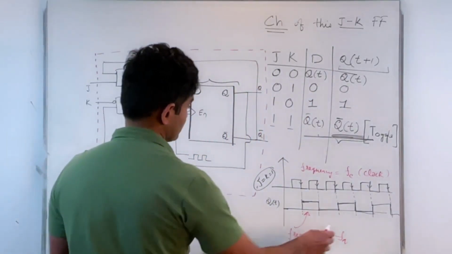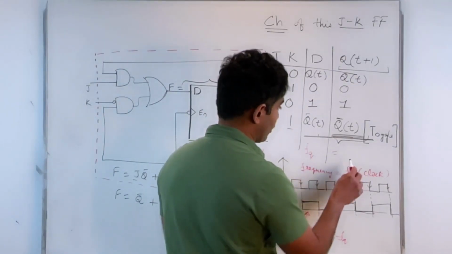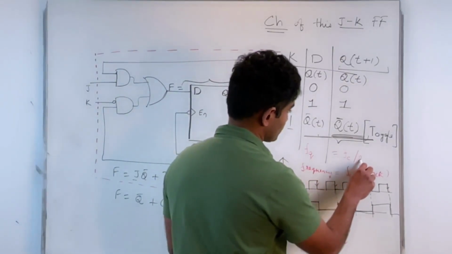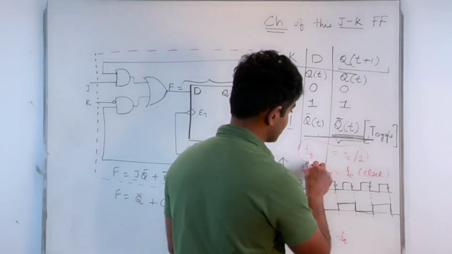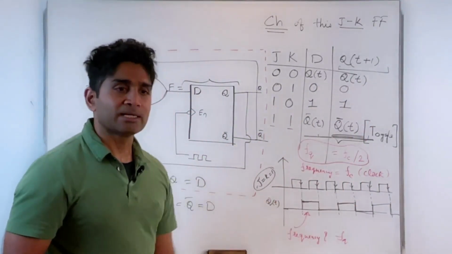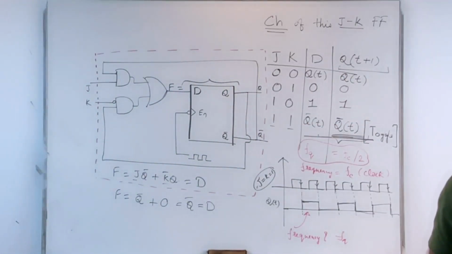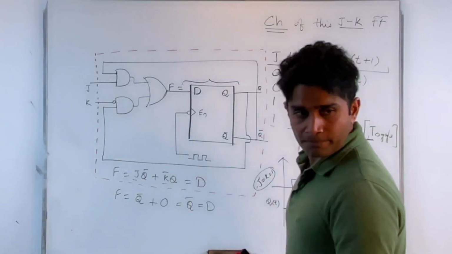Correct? Less, right? And it's basically half. So FQ, in terms of the clock, it's basically FC over 2. The frequency gets halved. This is switching. It halved the frequency of the clock. Okay, so that's good.